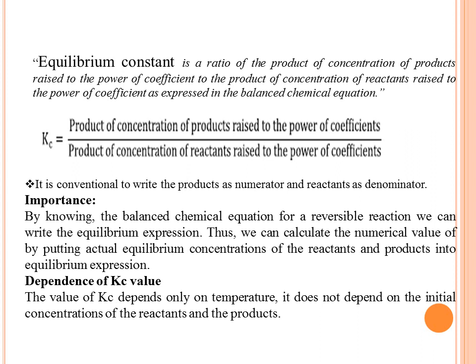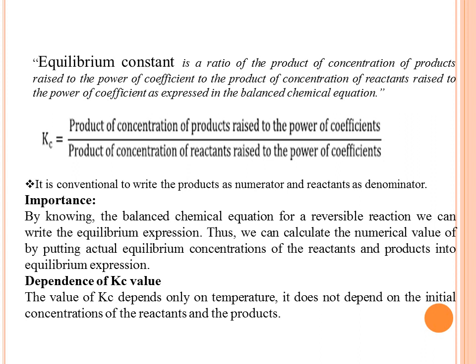Equilibrium constant is a ratio of the product of concentrations of products raised to the power of their coefficients to the product of concentrations of reactants raised to the power of their coefficients. Now what does it mean? Basically, the equilibrium constant is a ratio between two quantities. According to the law of mass action, we have to take products in the numerator and reactants in the denominator.